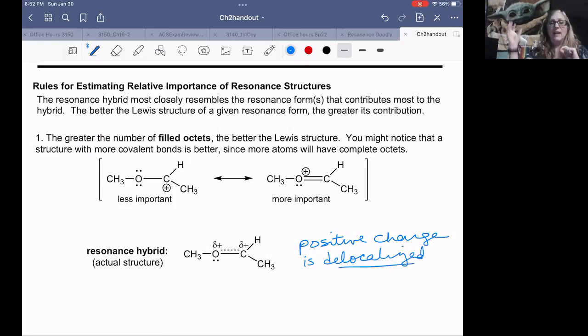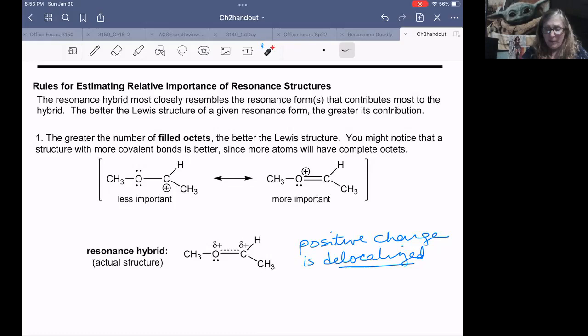To be localized means it's in one location. To be delocalized means that it's in multiple locations. So it's delocalized over two positions, over both the oxygen and the carbon, because in one resonance structure it's on the carbon, and in another resonance structure it's on the oxygen. And this is one of the skill builders: being able to draw the resonance hybrid given resonance structures.